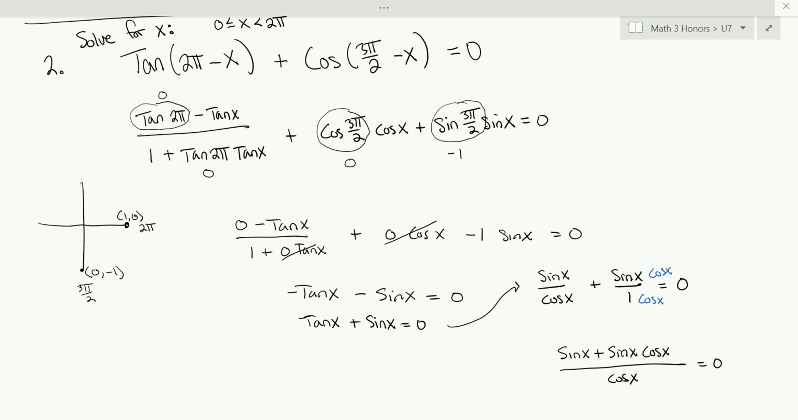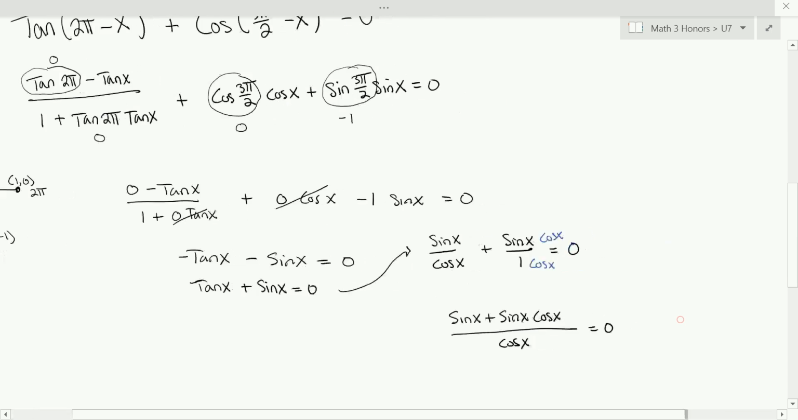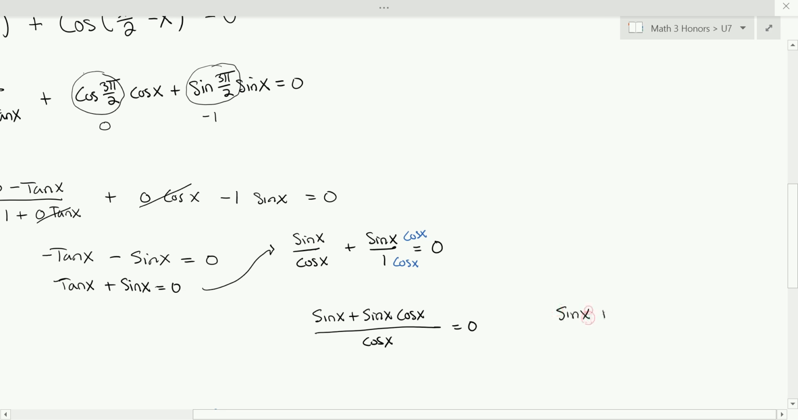Now what? So if a fraction is equal to 0, what does that tell you about the fraction? The top is 0. The bottom can't be 0, right? You can't divide by 0. So we know that cosine of x can't be 0. So we keep that in the back of our mind. But other than that, we get rid of our denominator and just say the numerator has to be equal to 0. And then we have something to solve with. So the sine of x plus the sine of x times the cosine of x is equal to 0. And now this looks a lot like what we did last unit. What would we do from here? Factor out the sine x. We're left with 1 plus cosine x equals 0. And go ahead and finish that. Solve for x.